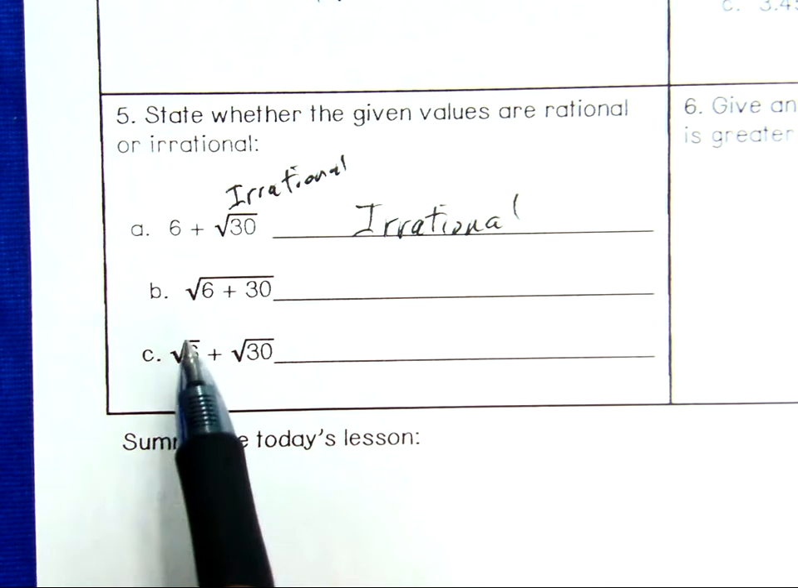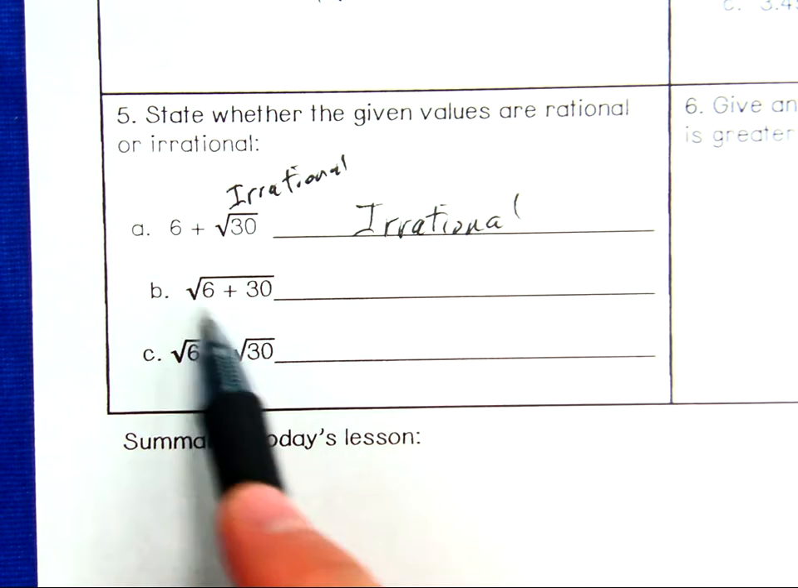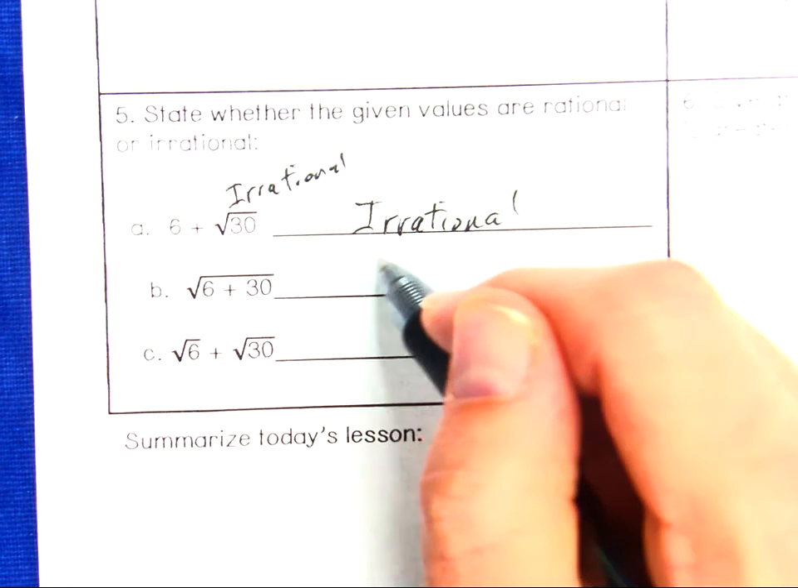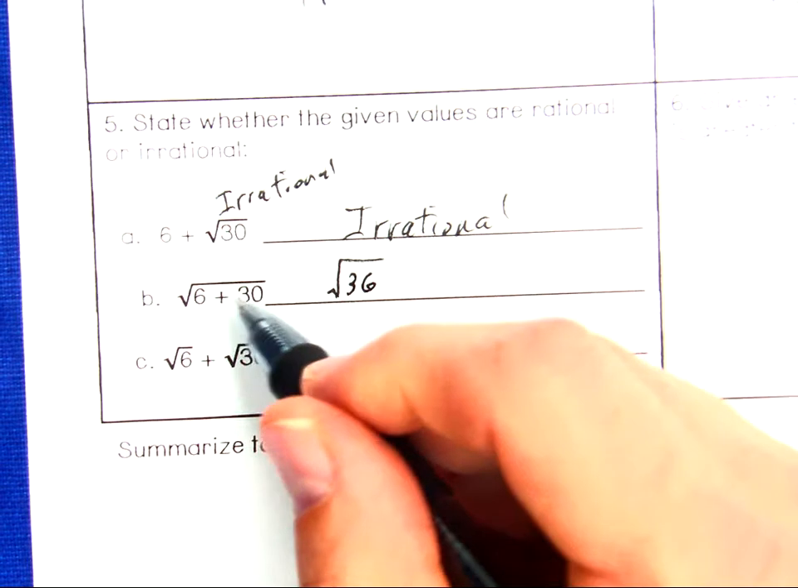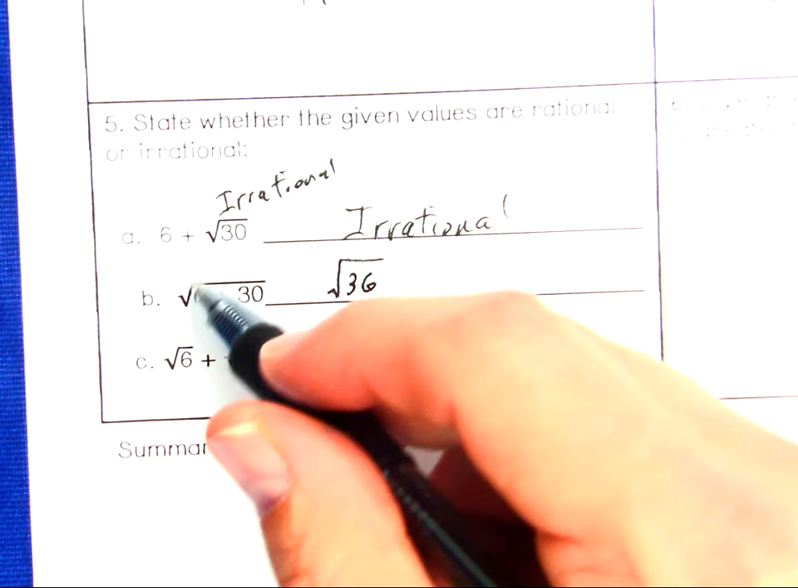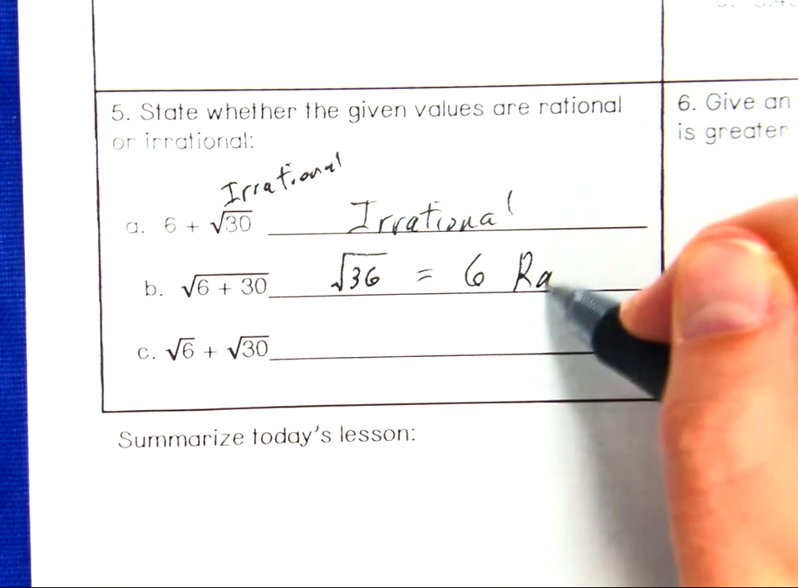Now, letter B is more interesting. We have the square root of 6 plus 30. So what you end up having is this. All inside the radical, the square root is 36. What is the square root of 36? 6. Therefore, this is rational.